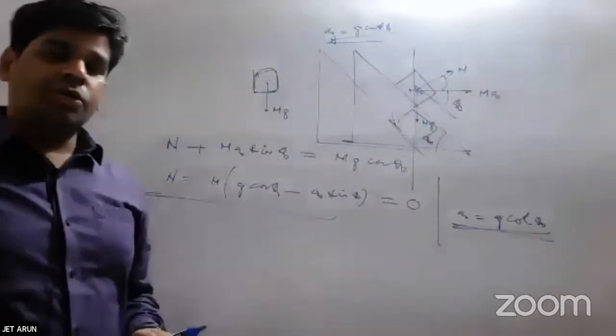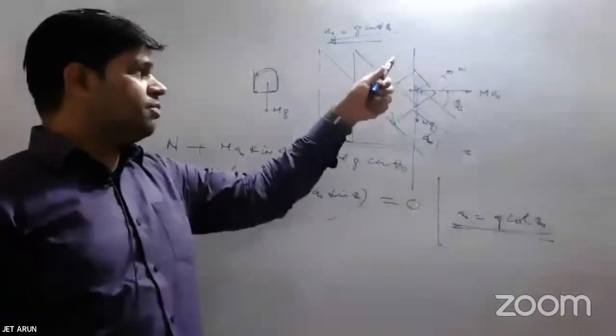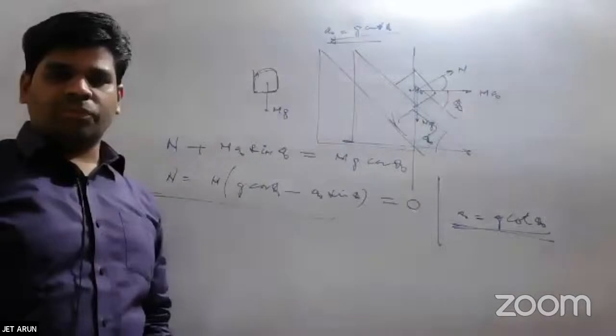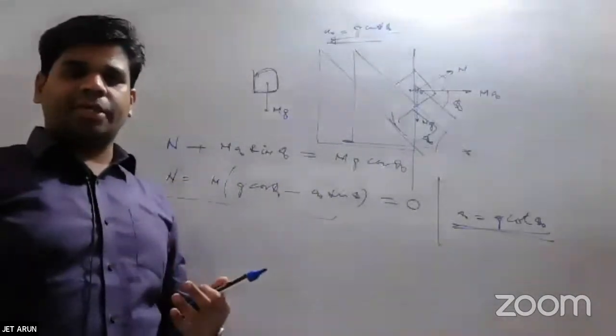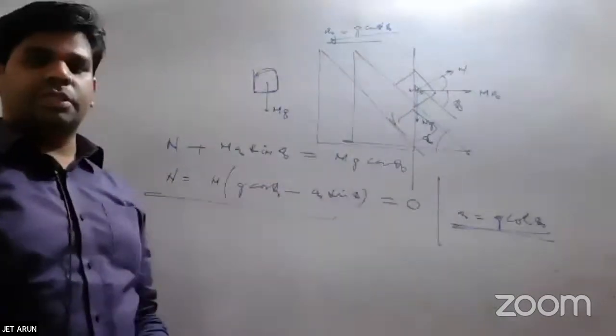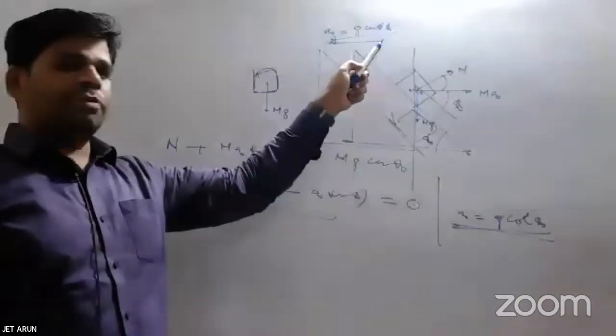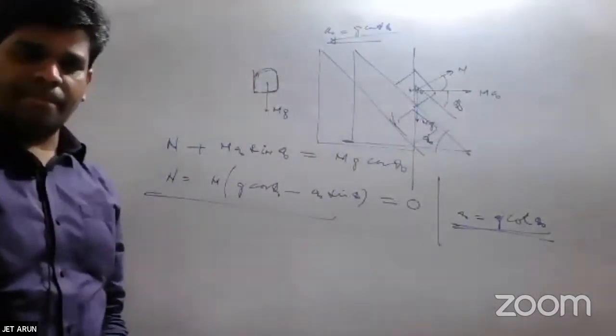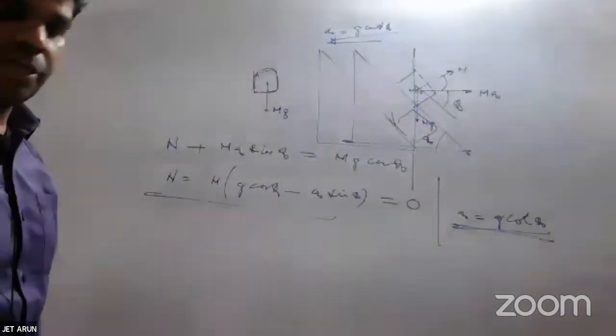So if at all I say, what should be the condition for this particle to come down vertically? The normal reaction has to be 0. In other words, normal reaction is 0, right? So what should be the acceleration such that the block should come down vertically downwards? That means A should be g cot theta. In other words, normal reaction is supposed to be 0. All right. Now let's see a problem.